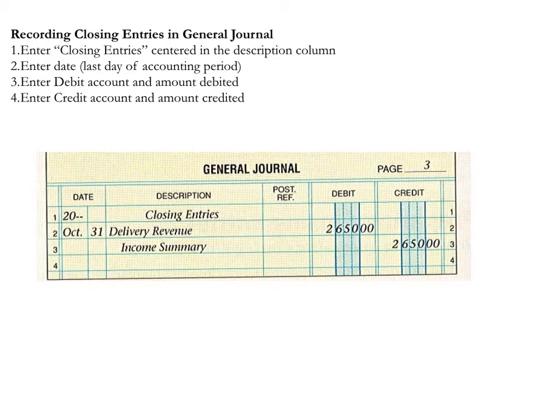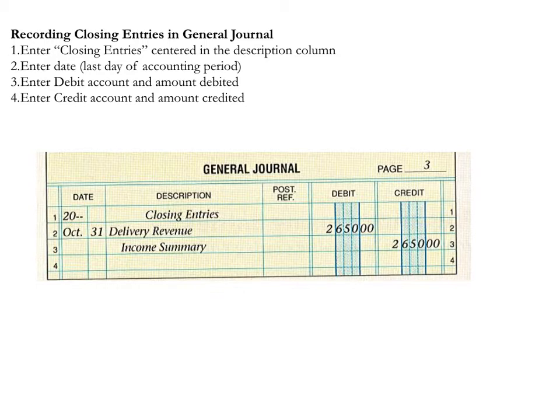And really, the biggest difference here is that we're actually going to enter at the top of our general journal, before we enter any of these entries, the words closing entries in the description column. And this just lets us know that we're closing out our accounting cycle, and all the entries that follow are the closing entries. So again, we're going to enter the date, the last day of the accounting period, and then we're going to enter the debit account and amount debited, and the credit account and the amount credited.